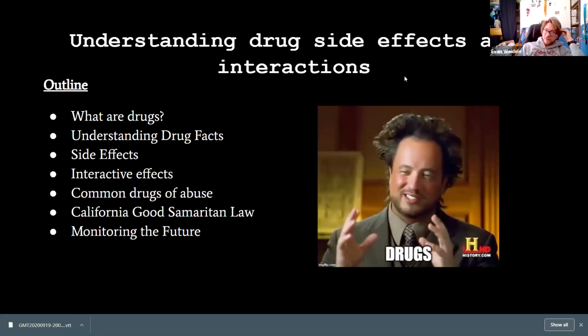So our consumer clipboard for this week is understanding drug side effects and interactions. The outline for our presentation is going to be: what are drugs, understanding drug facts, side effects, interactive effects, common drugs of abuse, California Good Samaritan Law, and monitoring the future.